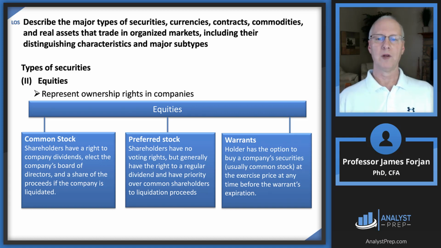And then warrants are options that are issued by the company. Typically these warrants give the owner of the warrant the right, but not the obligation, to buy shares of stock at some exercise price at some time in the future. There's an expiration date on the warrant. But these things are not issued by themselves. They're typically coupled with a bond issue or a preferred stock issue to make them more attractive so that the company can raise more capital initially.